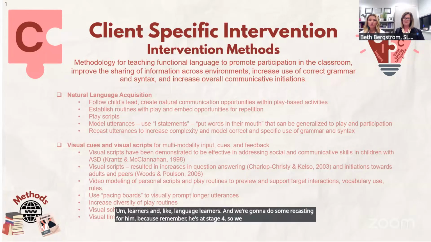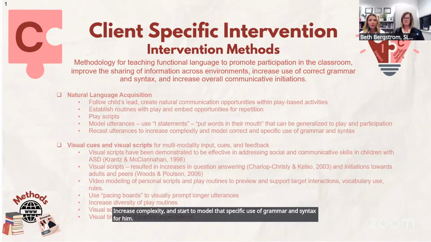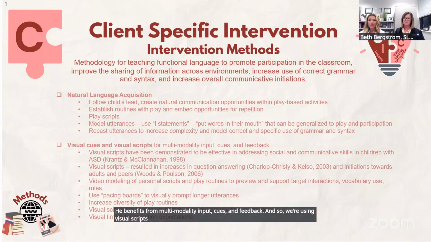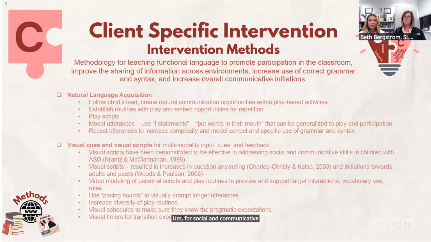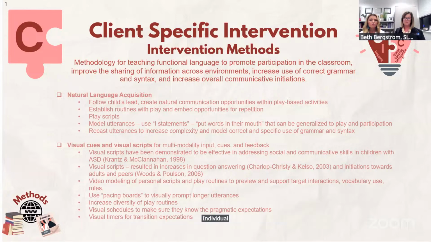So we really want to expand, increase complexity, and start to model that specific use of grammar and syntax for him. During therapy, Jackson needs a lot of visual cues and visual scripts. He benefits from multimodality input, cues, and feedback. And so we're using visual scripts, and we know that those are effective for children with ASD for social and communicative skills. And we're using video modeling. Beth is going to show you some use of video modeling in her group therapy session. We didn't use that so much in our individual therapy sessions, but in group.